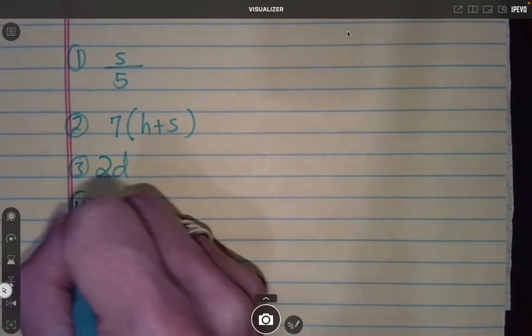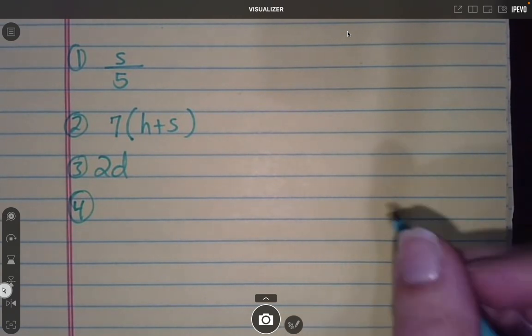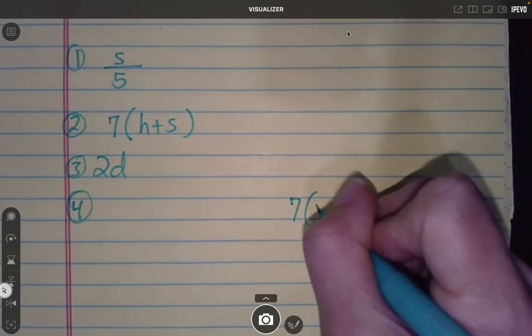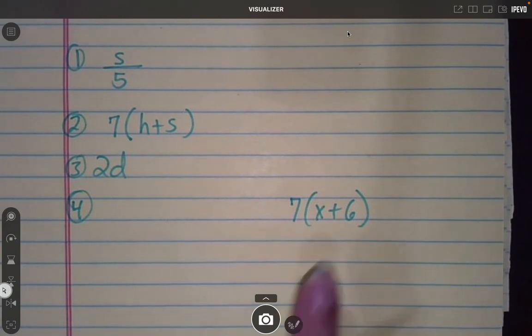Number 4. What'd you get, Cannon? I got A. You got A. If it was A, it would have been 7 times the sum of a number X and 6. That's what A says right there. What did you get? B. B, the sum of 7 times the number X and 6. It is B.